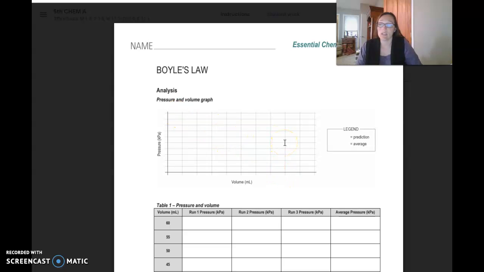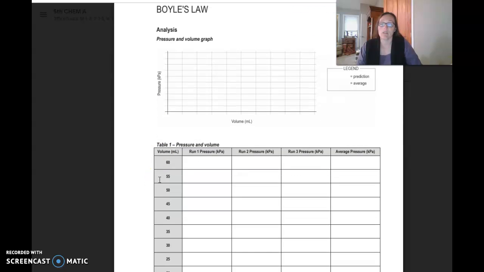It's probably easiest to just draw this on a piece of paper. Put volume on your x-axis and pressure on your y-axis and sketch a line that shows how you think those two things are related.